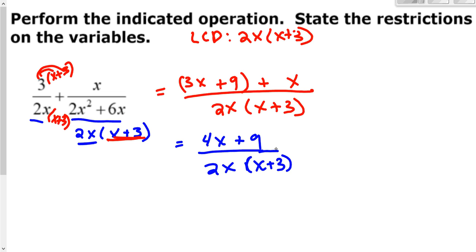We leave our denominator factored. We can't simplify any further, so we're just stating our restrictions. X can't equal 0 or negative 3.